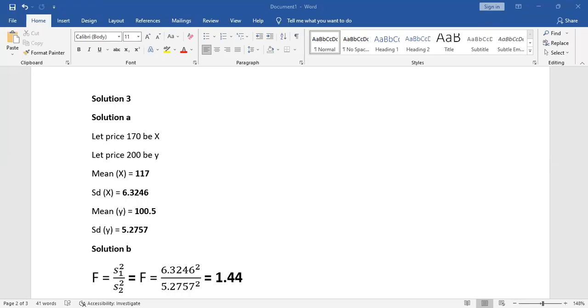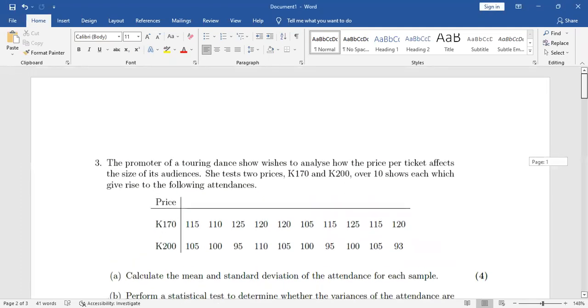Right, so we are continuing with this example for the promoter. I will read the question. The promoter of a touring dance show wishes to analyze how the price per ticket affects the size of its audience. She tests two prices, 150 and 200, over 10 shows each, which give rise to the following attendances.